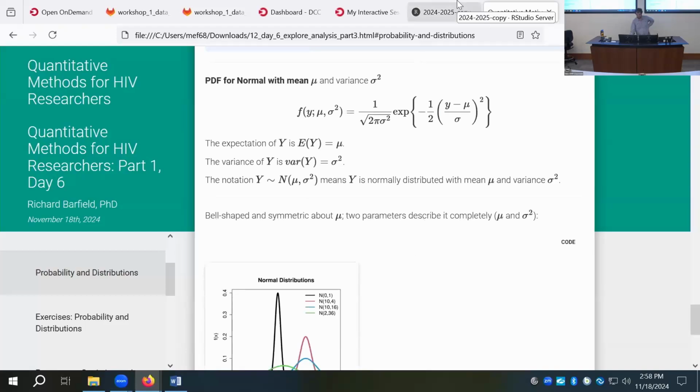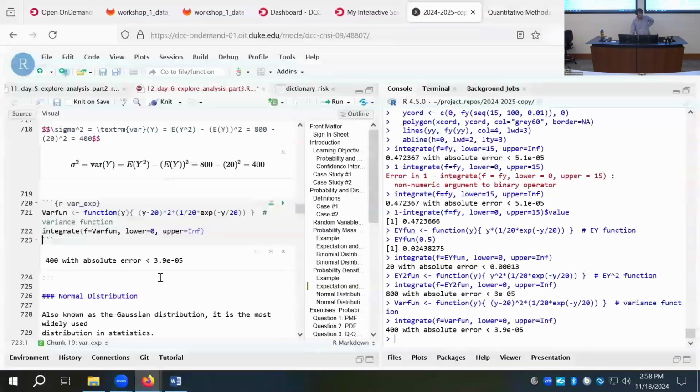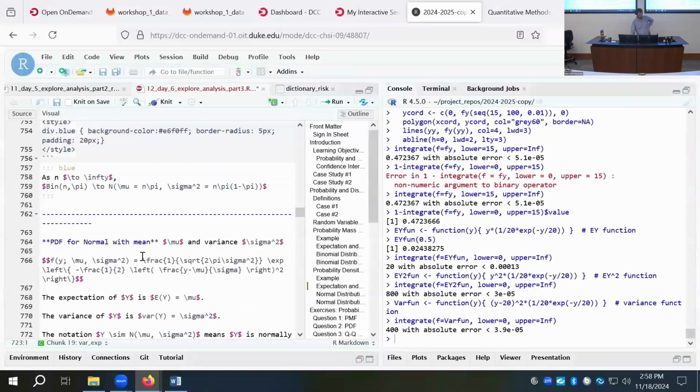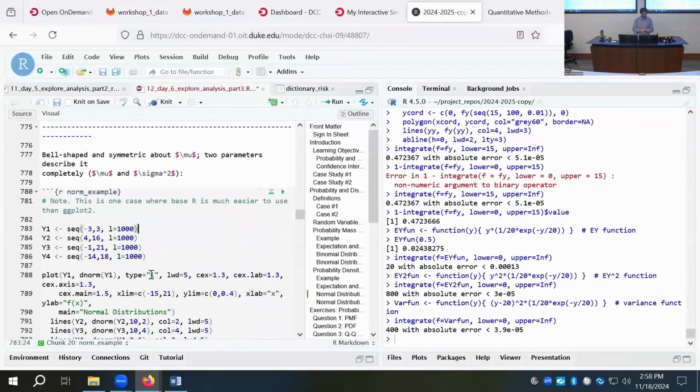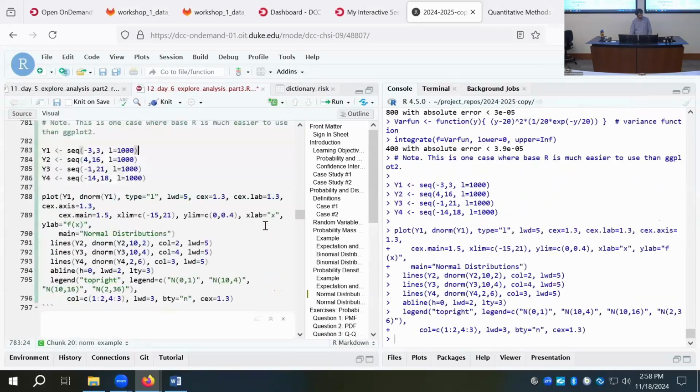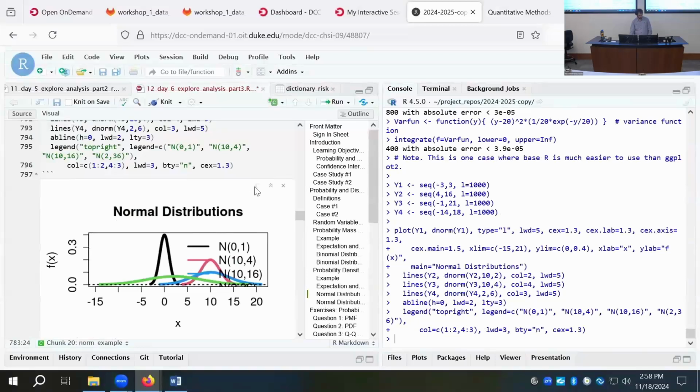Any questions on that? No? Okay. So let's make some normals. We're going to make a couple different ones with different means and different standard deviations and see what they all look like. So pop this out.